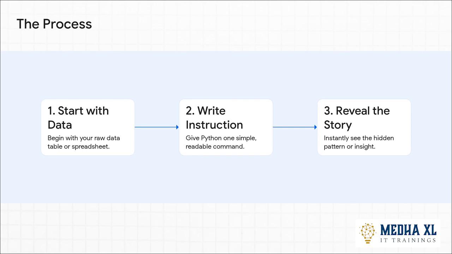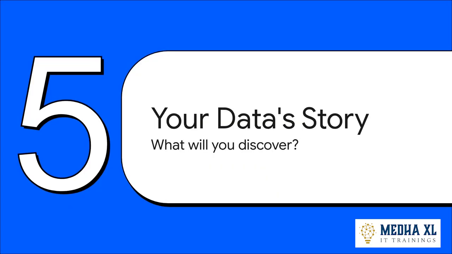You know, if we boil this whole thing down, the entire process is this simple. It's 3 steps. You start with your data, you write one simple instruction, and you instantly reveal the hidden story. It's a simple, repeatable process for finding clarity anywhere. So this brings us to the big finale. Now that you've seen how it works, the real question is about applying it. What about your data story? What kind of insights are just sitting there, waiting for you to discover them?